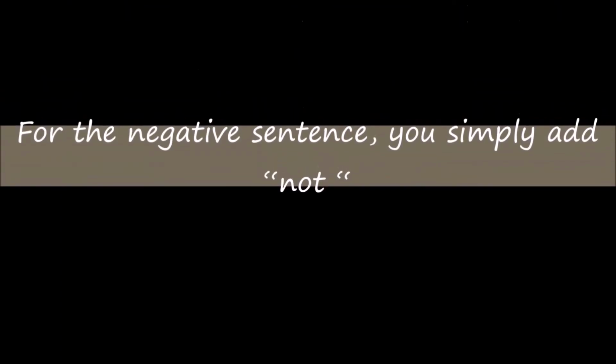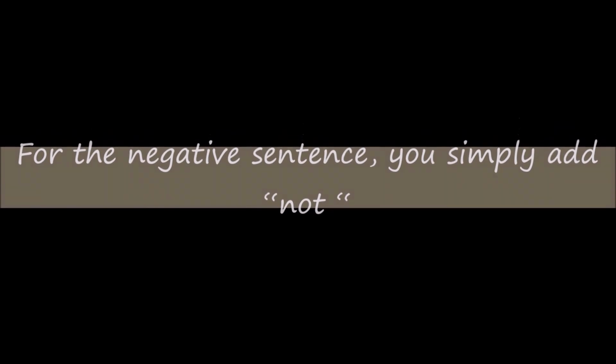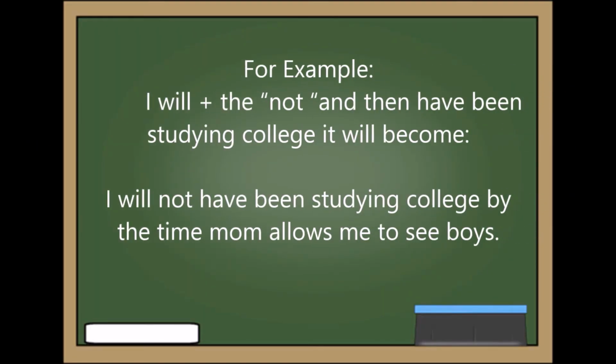For the negative sentence, you simply add not. For example, I will plus the not and then have been studying. It will become: I will not have been studying college by the time Mom allows me to see boys.